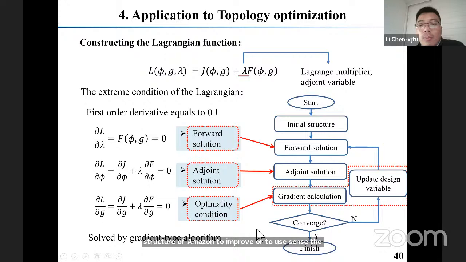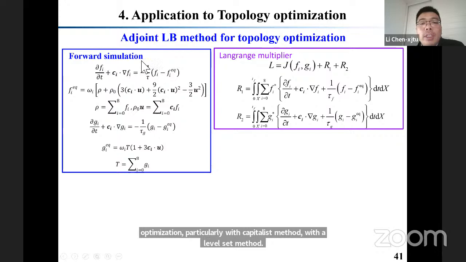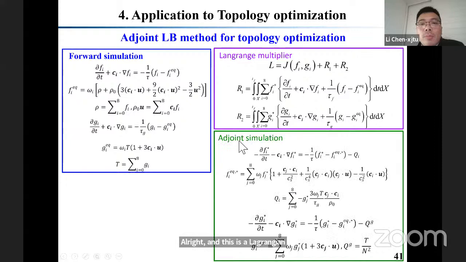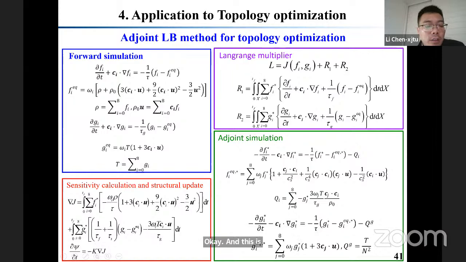Thus we can obtain the desirable structures. So in our group, we also developed such an adjoint lattice Boltzmann method for topology optimization. Particularly, we couple this method with the level set method for updating the structures. This is the forward simulation, this is the Lagrange multiplier equations, and this is the adjoint simulation. The solution of the adjoint simulation equation is quite close to the forward equations. This is the sensitivity calculation, and we use the level set method to update the structure.